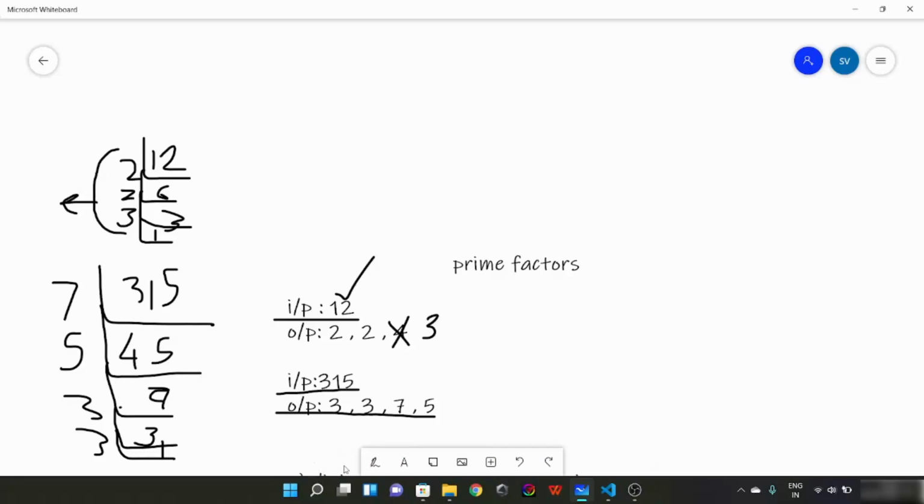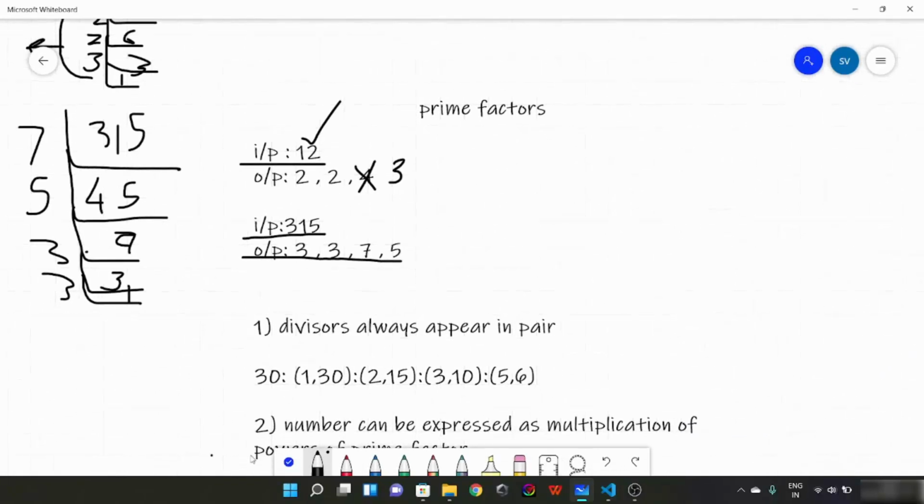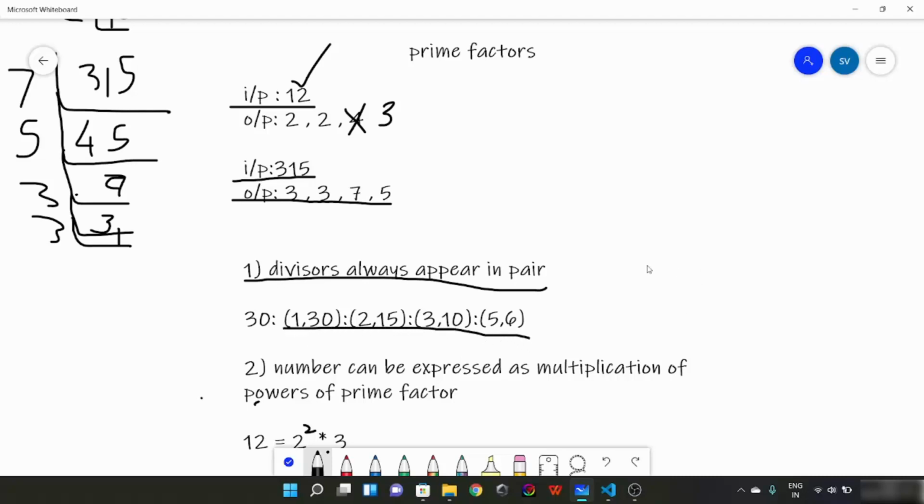Okay, now I hope you must have tried a solution. So let's talk about it. There are basically two ideas for the solution. First, that divisors will always appear in pairs, right? For example, 30. So we can say that x is less than or equal to the square root of n. We talked about this in the prime checker video, right?